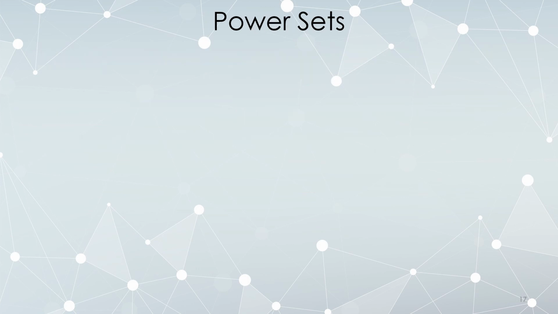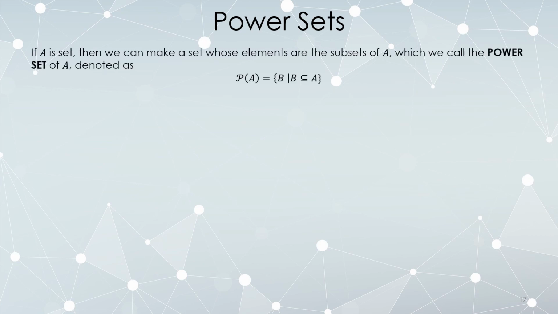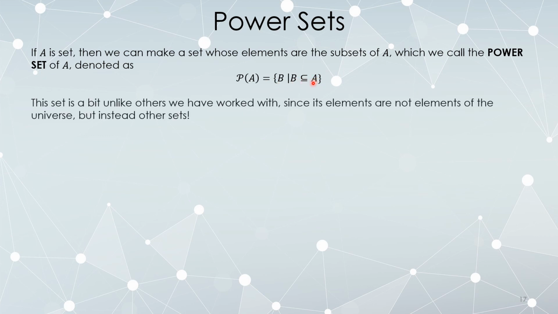Okay, almost done with our definition explosion. Power sets. If A is a set, we can make a set out of subsets of A. So we use this fancy script P and say the power set of A is a set whose elements are sets, things that are subsets of A. So unlike other sets that we've built, the elements of this set are actually not necessarily elements of the universe. Rather, they are other sets. And that's not a problem. I can put sets inside sets. Again, we never said we couldn't.